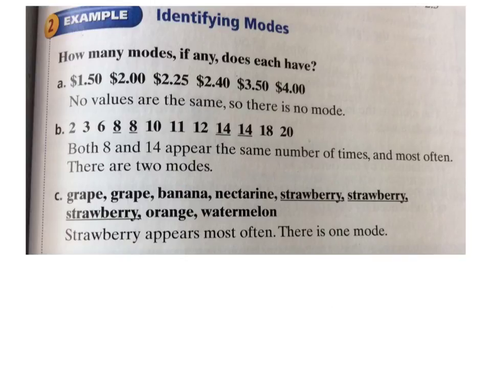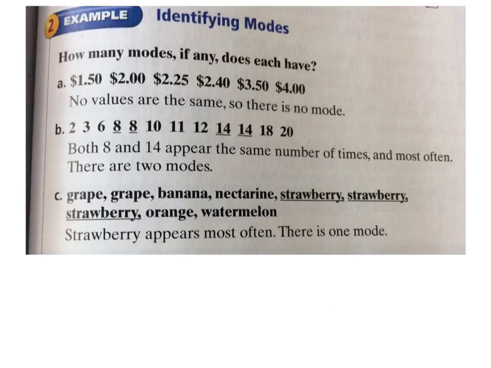Now the great thing about mode is we can also use it when we don't have numbers. So we just have words. So like here, grape, so it might be favorite fruit, I don't know, grape, banana, nectarine, strawberry, orange, watermelon. Strawberry is the mode. So there you go. Mode for each of these different ones.